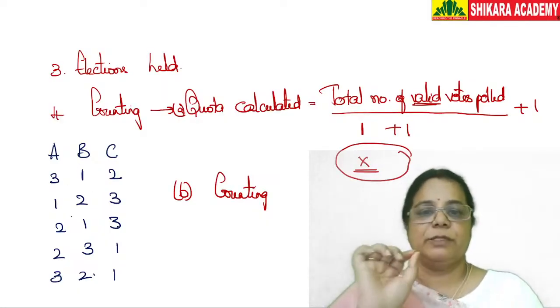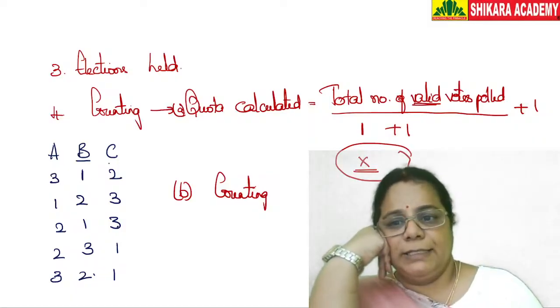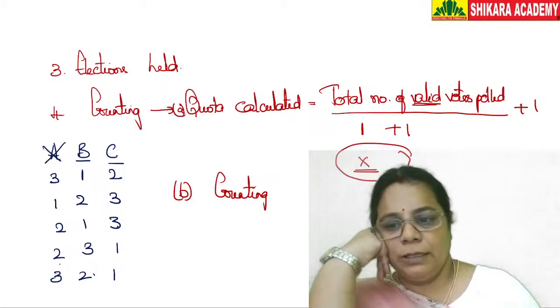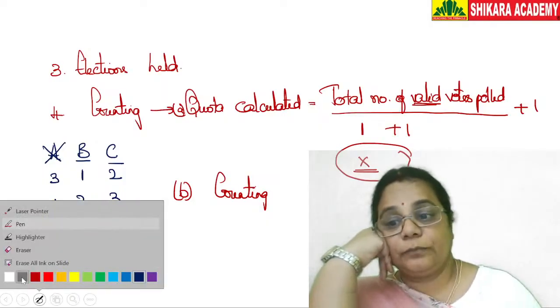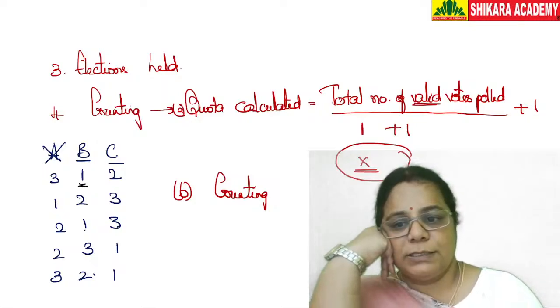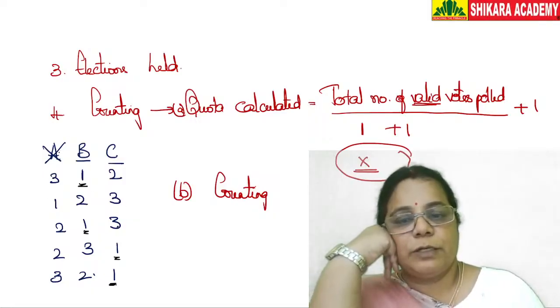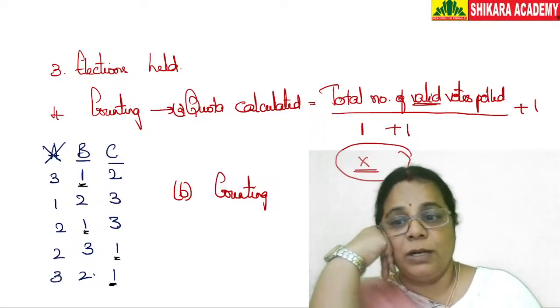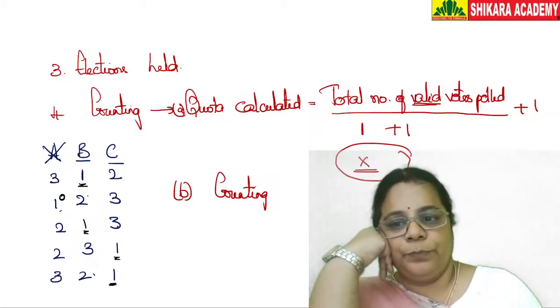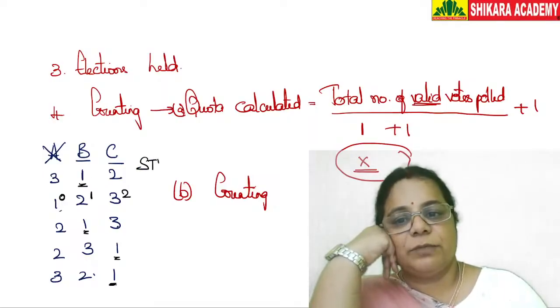Only the first preference votes will be initially counted. The tie is between B and C. So A is eliminated, completely eliminated. Now we have to decide between B and C. B has two ones, C has two ones. Now this voter's vote will go waste because A is eliminated. Therefore, this one will become zero. This will be taken as one and this will be taken as two. This is called a single transferable vote.